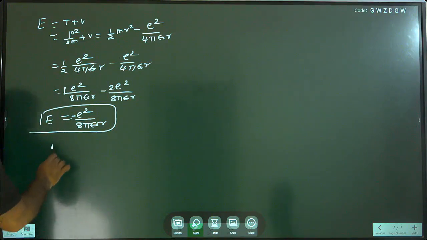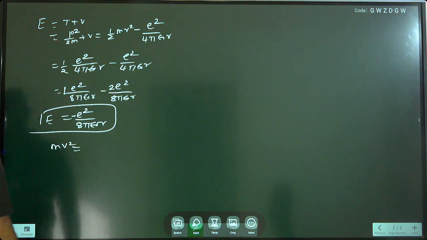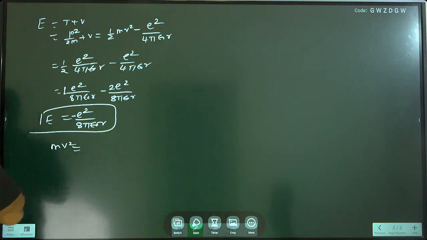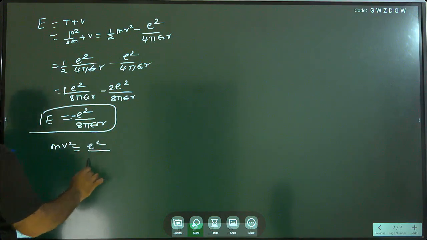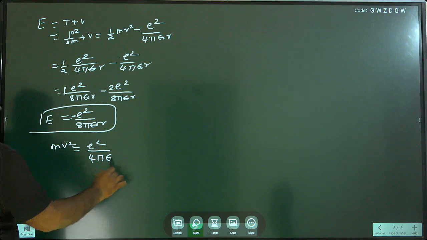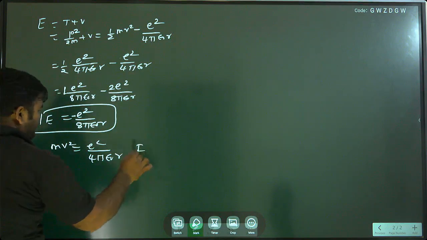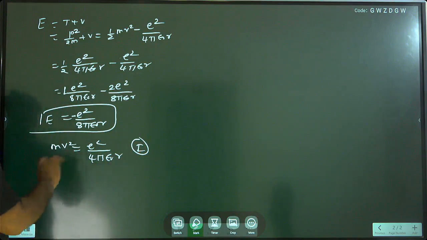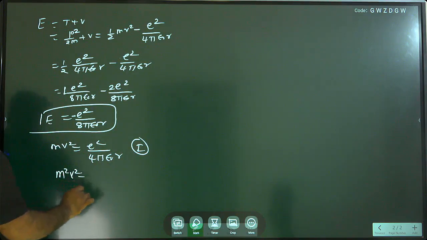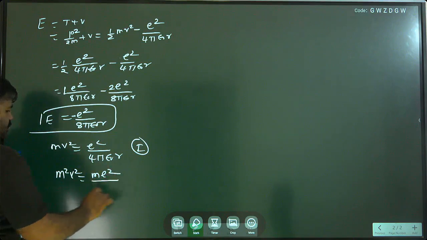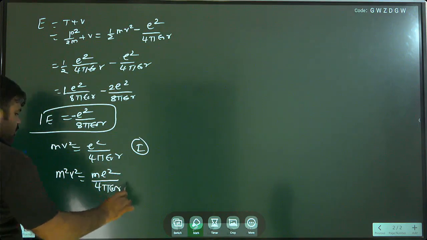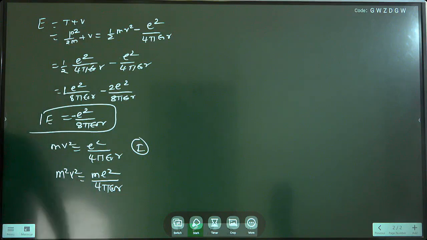Next, we are getting mv square is equal to how much? mv square is equal to e square upon 4 pi epsilon naught r. Okay, this is the first Bohr principle. Yes or no? First Bohr postulate. Suppose we multiply both sides by m. Both sides multiplied by m. Then this becomes m square v square is equal to m e square upon how much? 4 pi epsilon naught r. Understood? m square v square is equal to m e square upon 4 pi epsilon naught r.